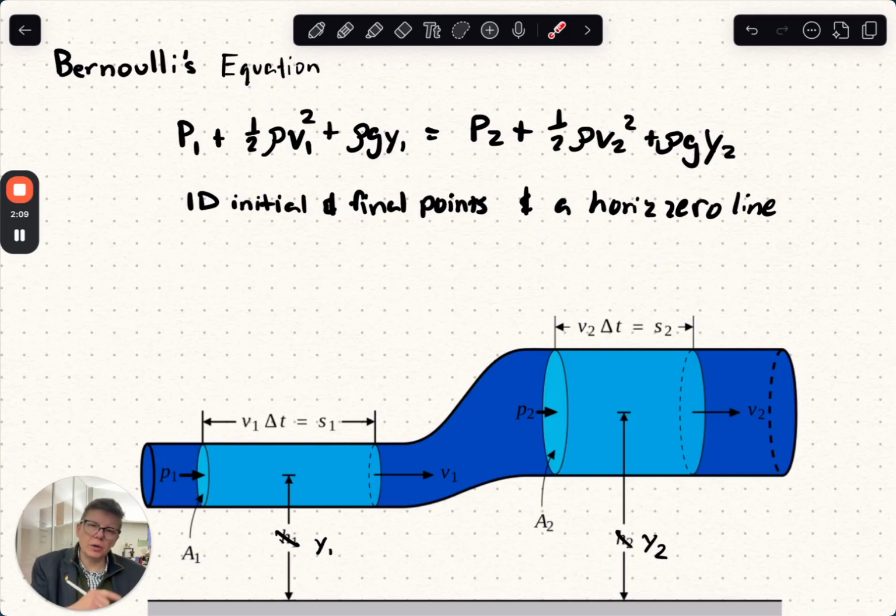In the next video, I will present to you an example of Bernoulli's equation to solve a pretty straightforward problem. Onwards to the next one. Good luck and happy problem solving.